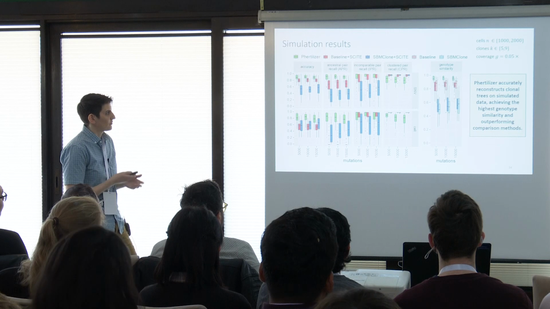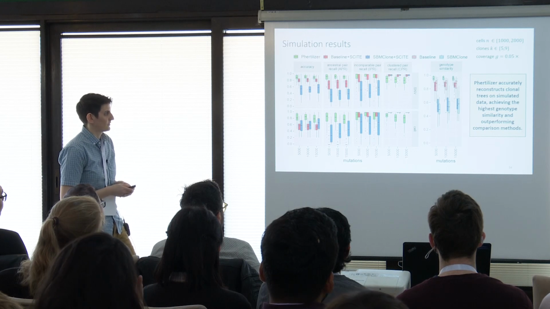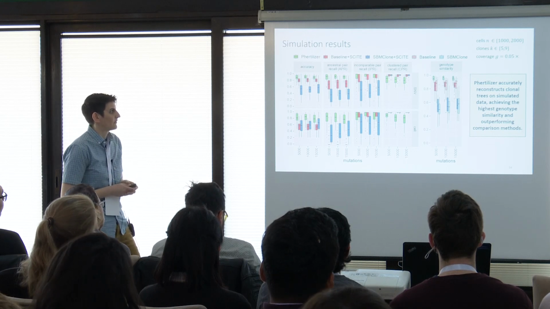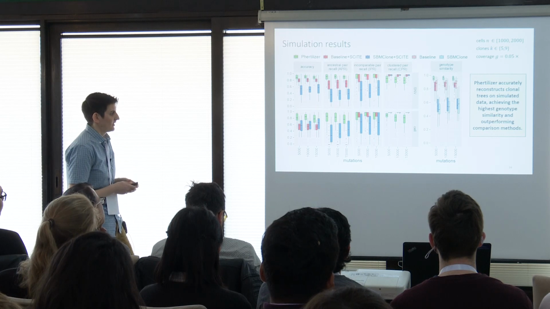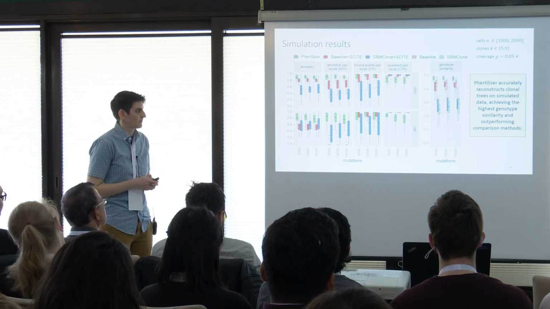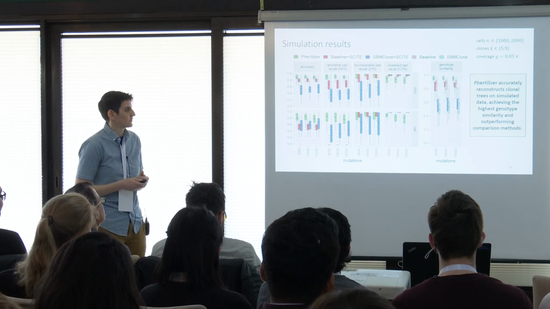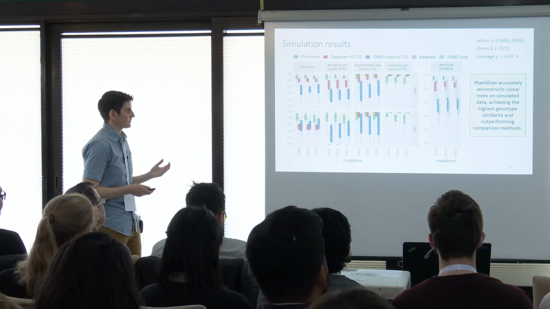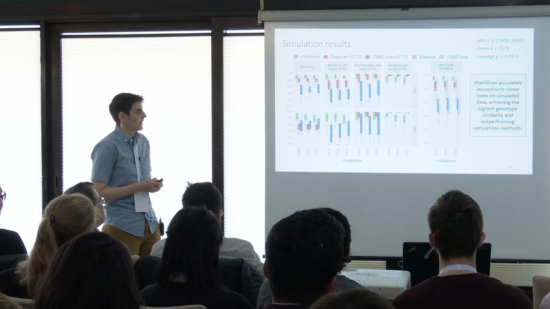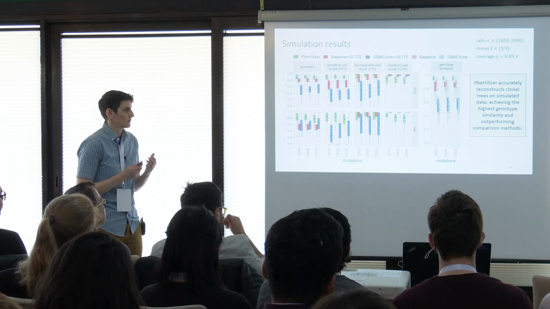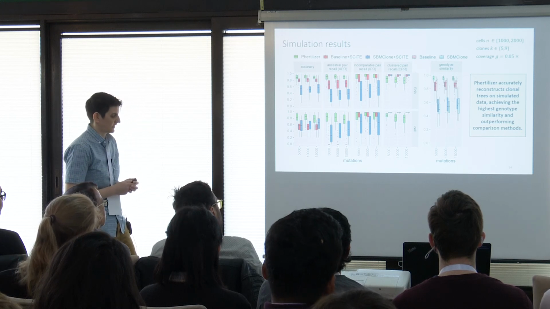In addition, we see similar trends for genotype similarity, where we maintain a value above 0.95 for different levels of SNVs. We did see a slight drop in performance for a lower coverage of 0.01x. However, Phertilizer was still the top performing method. And our performance increased further when we increased the coverage to 0.1x.